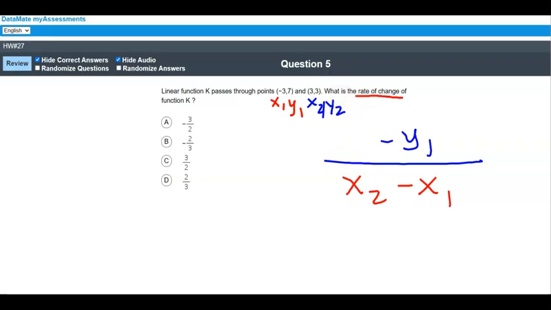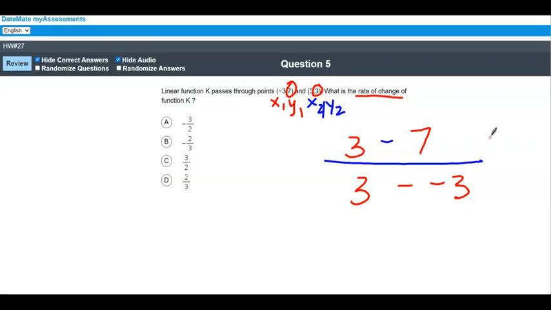Now make sure you're erasing and replacing with the correct values. So y2 is 3, and y1 is 7. And the minus sign is from the formula. Now we're going to do the same thing with x2 and x1. And x2 is 3, and x1 is negative 3. Oops, we need a 3 here. And now we can compute.